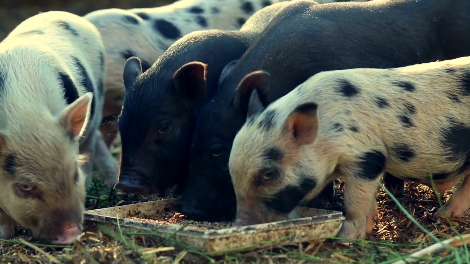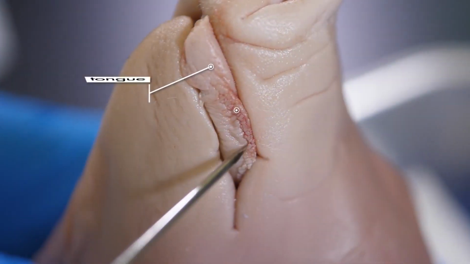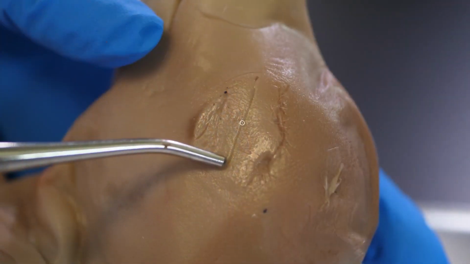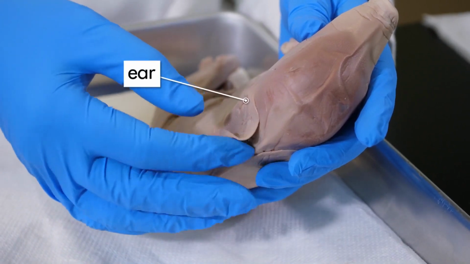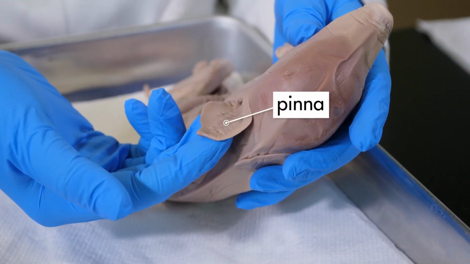A pig is an omnivore. An omnivore is an animal that eats plants or animals. Along the edge of the pig's tongue are taste buds. Posterior to the snout are the eyes. The fetal pig is not fully developed, so its eyes have not yet opened. Behind the eyes are the ears. This large flap of the pig's outer ear is the pinna.